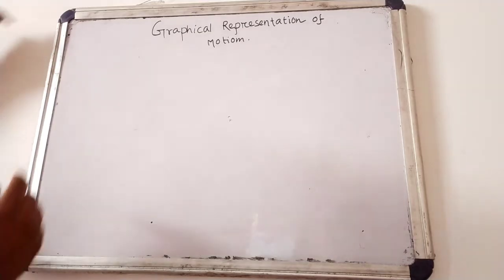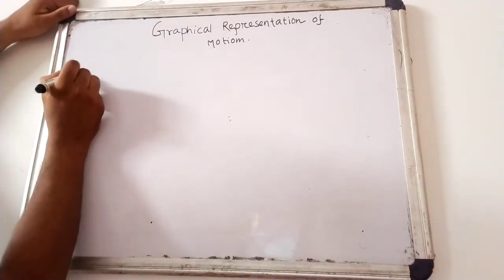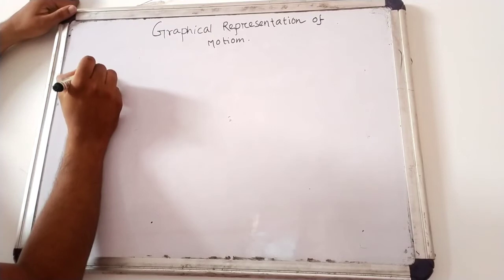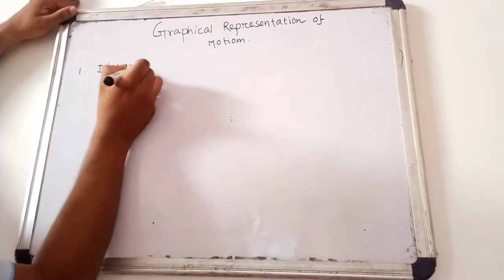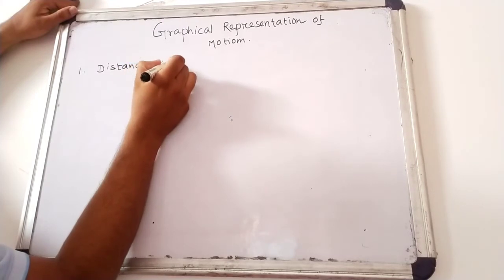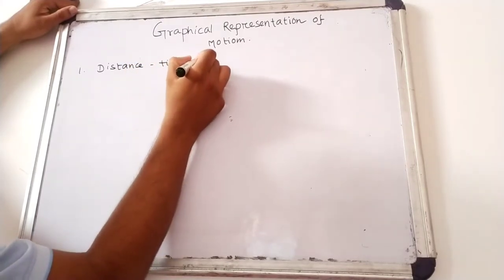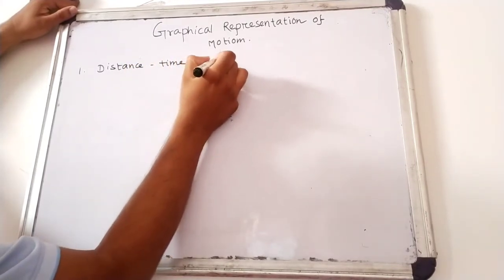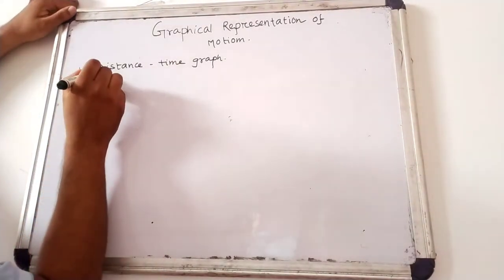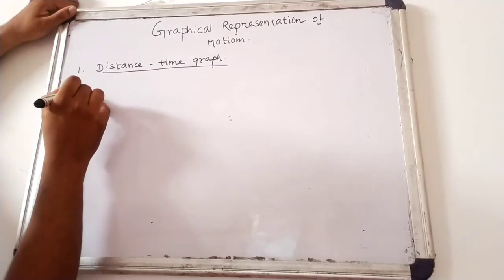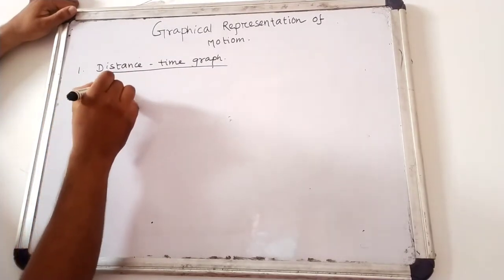So first we will discuss the distance time graph. First, for a stationary object.